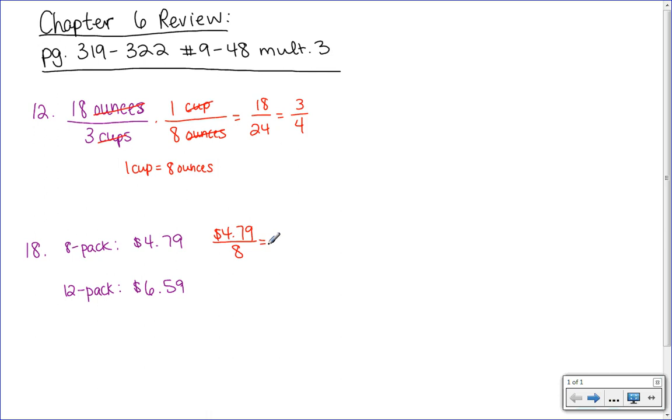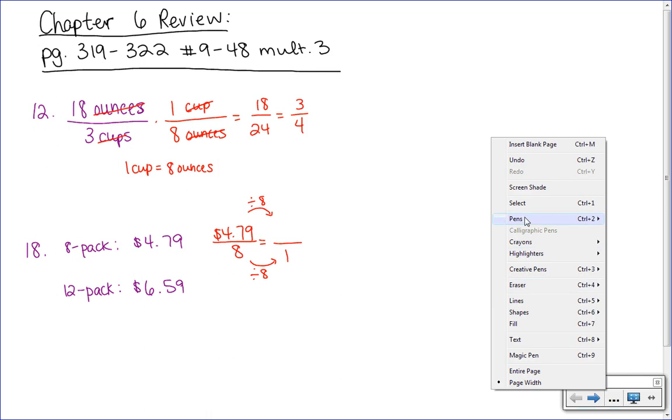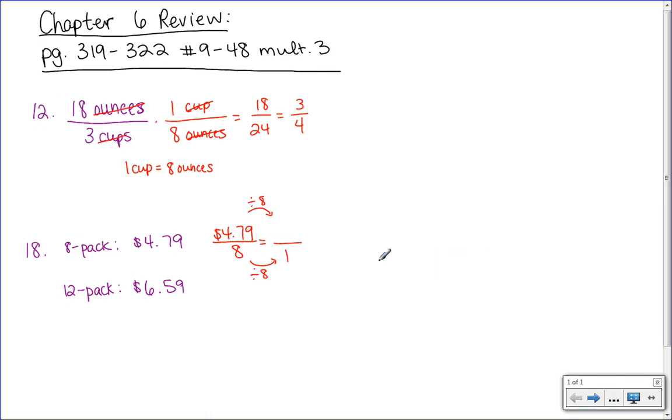And remember, to get this to a unit rate, we want this to have a denominator of 1. So we are dividing by 8 in the numerator and the denominator. And then 4.79 divided by 8, rounded to the nearest hundredth because we're talking about money, so we want it rounded to the nearest cent. This would be $0.60.